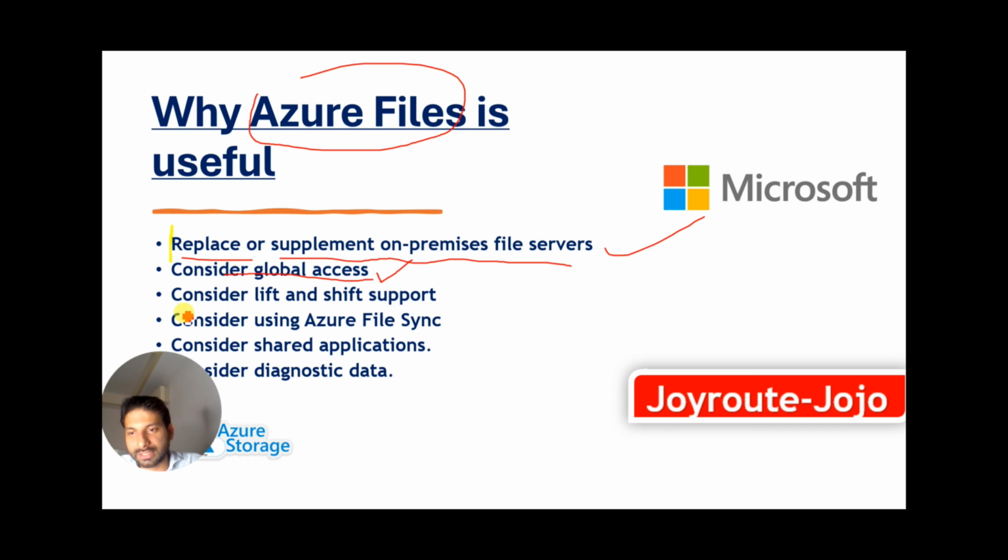So this is another benefit of having Azure Files. Then the third one, consider using Azure File Sync. Replicate Azure file shares to Windows servers by using Azure File Sync. You can replicate that to the Windows server through some protocols. So that is the other benefit of Azure Files. Then consider shared applications. Store shared application settings such as configuration files in Azure Files. That is the other benefit of having Azure Files.